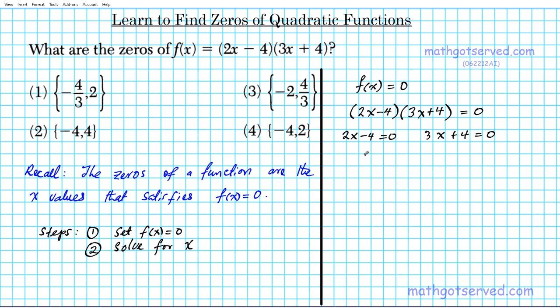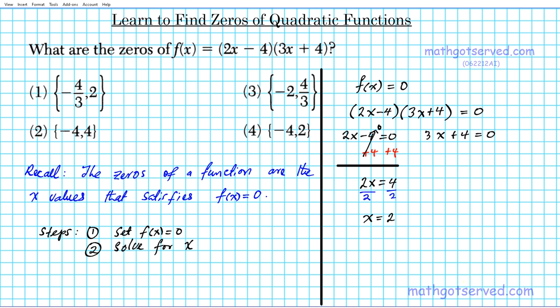Alright, so for the first equation, we're going to add 4 to both sides. When we add 4 to both sides, that will leave us with 2x equals 4, because these add up to 0, right? And then finally, just divide both sides by 2. And you get your first 0. X equals 4 divided by 2 is 2.